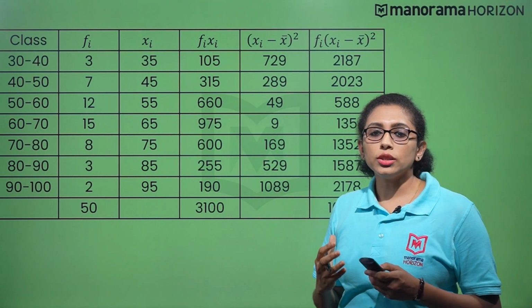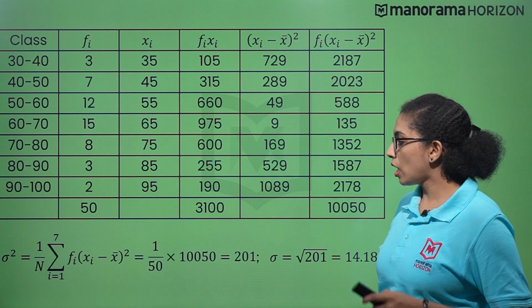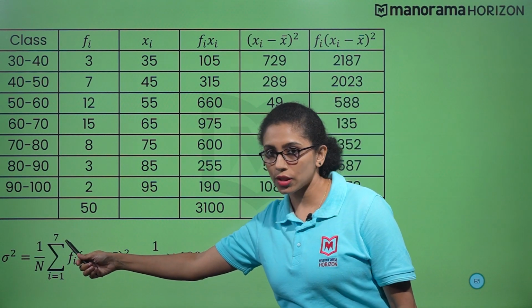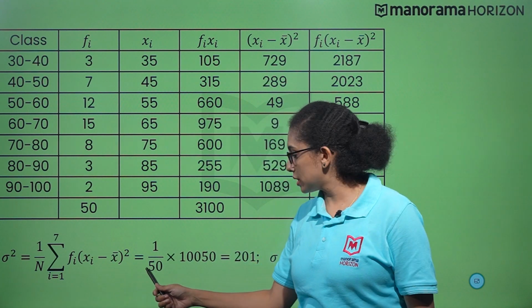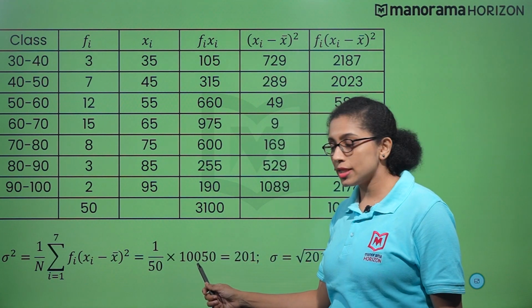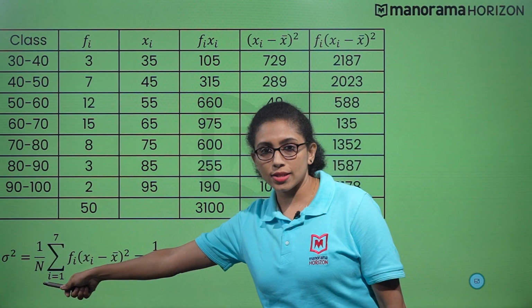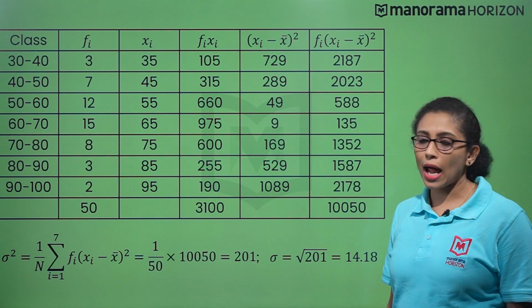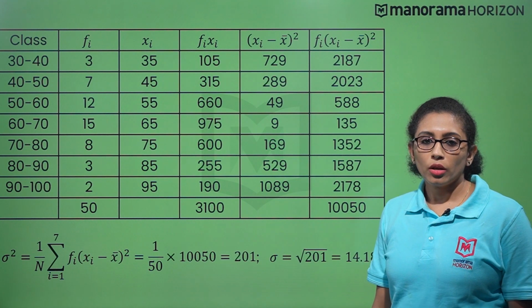Now we have got enough data to find the variance. The variance is given by 1 by n summation i equal to 1 to 7, as we have 7 values, fi into xi minus x bar the whole square, which is equal to 1 by 50 into 10,050, and we get it as 201 as the variance. And the standard deviation is just the square root of 201, and we get the value as 14.18.